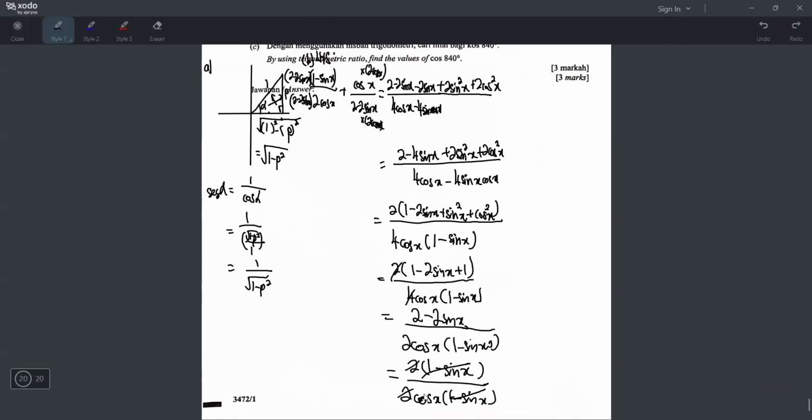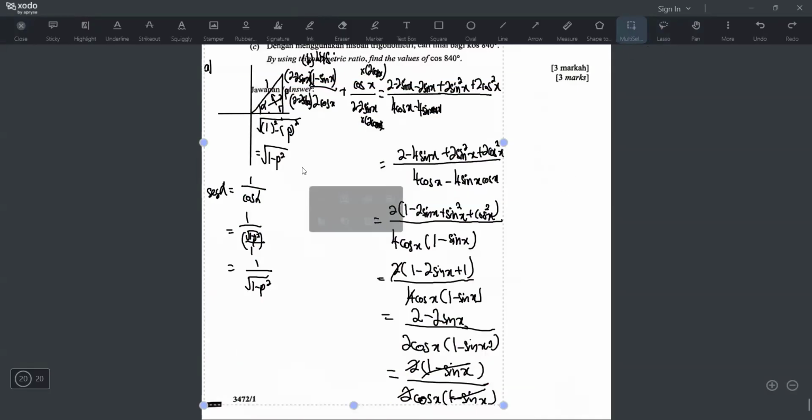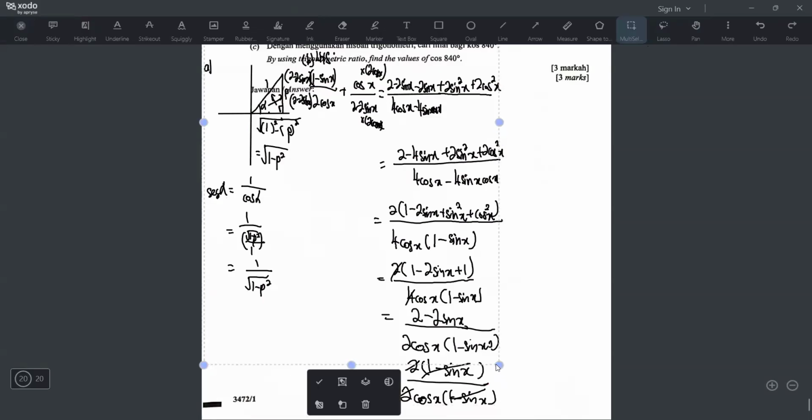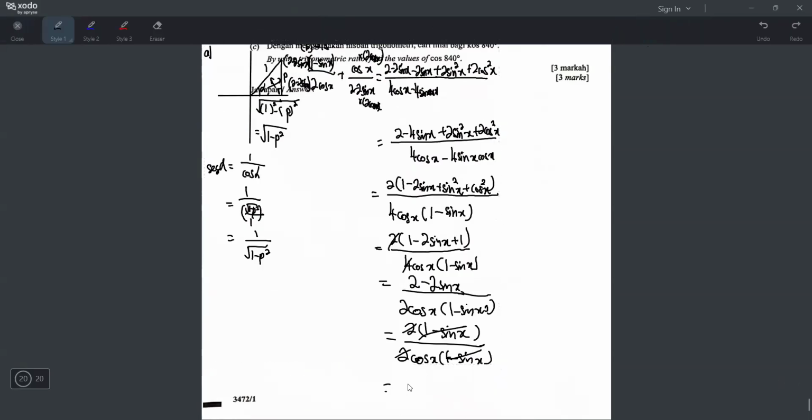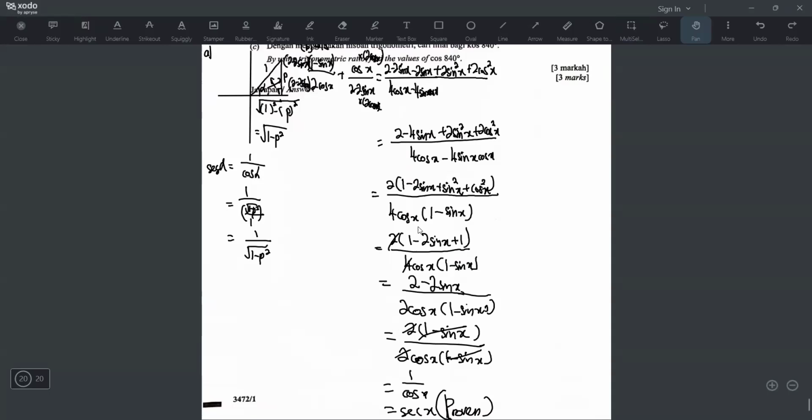So when you cut, you left with cos x dekat bawah. And what is cos x dekat bawah? It means sec x lah. Okay, so it is 1 over cos x, which is sec x. And I can write proven here because they want us to prove equals to sec x just now, right? So yeah, that's the answer.